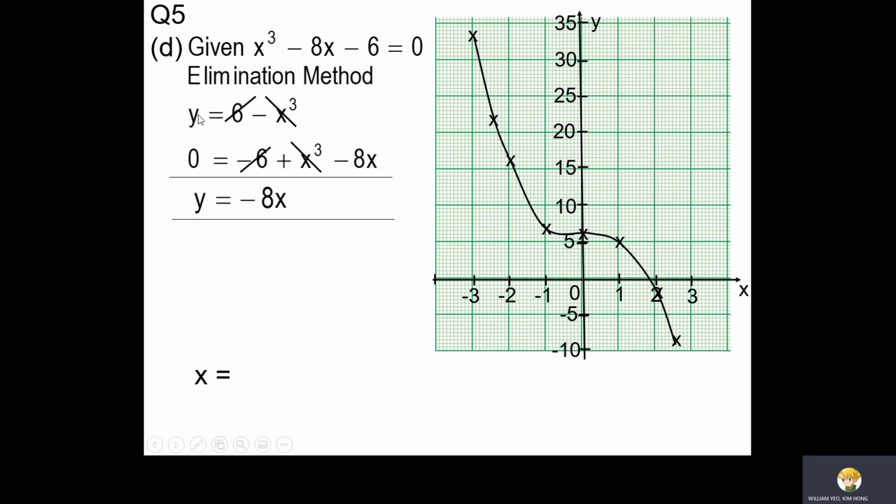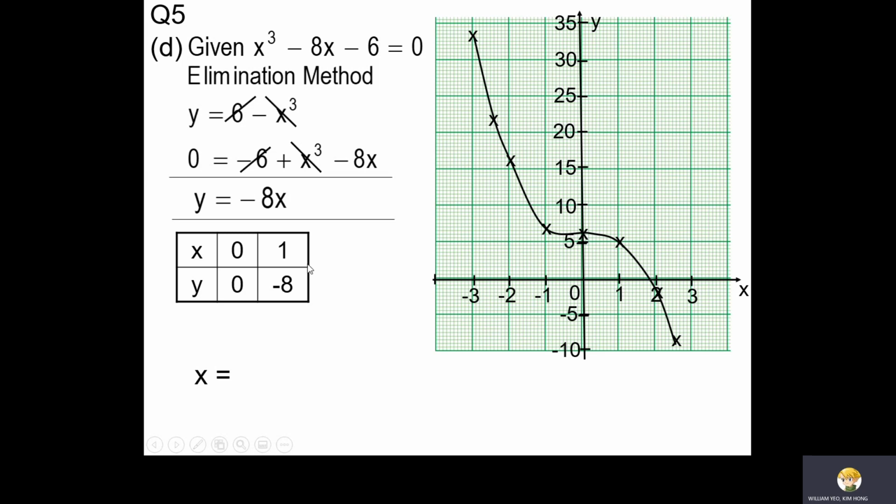So you are left with what? y. Oh, this one I forgot to mention just now. If you have y and 0, when you minus, you always get y. So your answer here is always y equals something. So this one plus this, negative 8x. So we have 0, 0, the origin. Then you substitute x with 1. If you substitute x with 1, you get negative 8.